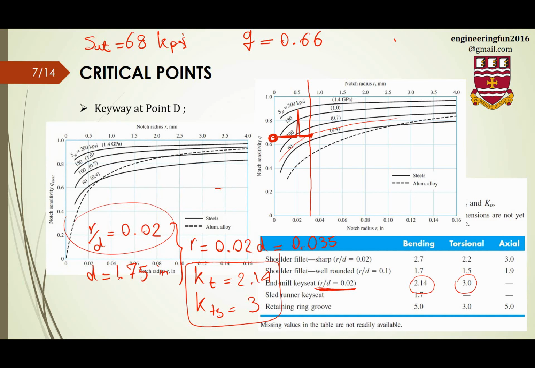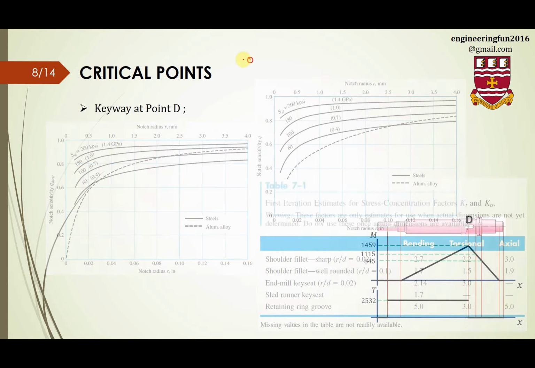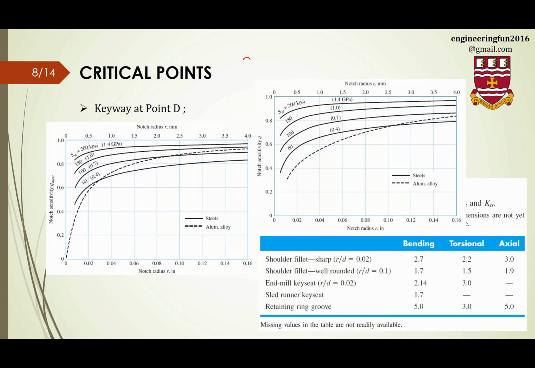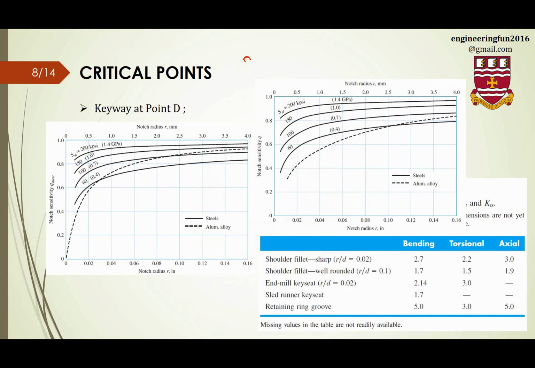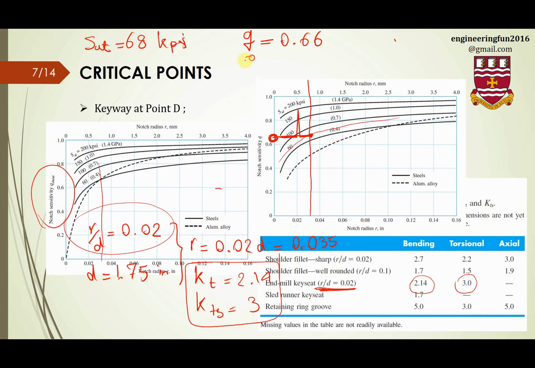And we have another graph for notch sensitivity for the shear case scenario. Again, we're going to find this number and find the value for qs based on the graph, which will be 72%.